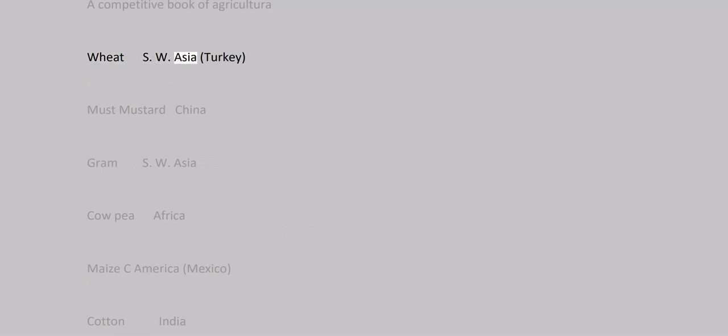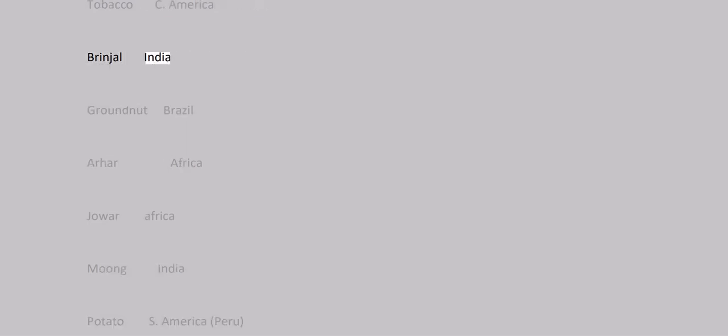Centers of origin: Vavilov gave 8 centers of origin and 3 subcenters. Major crops and their origin place. Rice: S. E. Asia, Burma. Tea: China. Sugarcane: New Guinea. Soybean: China. Wheat: S. W. Asia, Turkey. Mustard: China. Gram: S. W. Asia. Cowpea: Africa. Maize: C. America, Mexico. Cotton: India. Tobacco: C. America. Brinjal: India. Groundnut: Brazil.